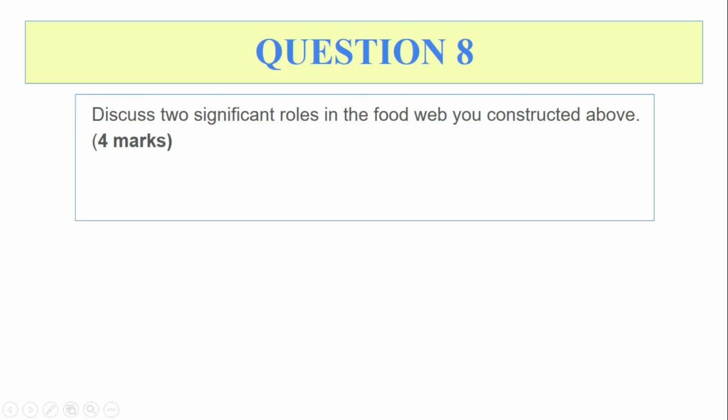Alright, question number 8 says, discuss 2 significant roles in the food web you constructed above. That's 4 marks, and it says 2 significant roles. It says discuss, so you're not just going to define. You're going to write more than define. You're going to define, compare, give examples, explain. It's 4 marks.